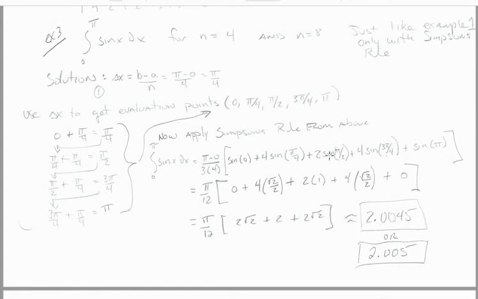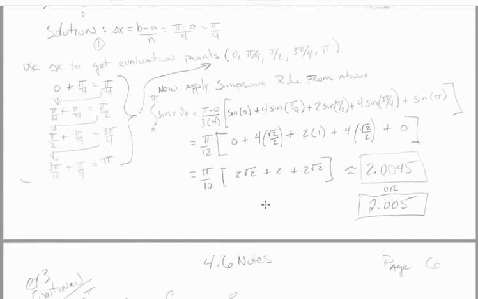So it's going to be 2 times sine of pi over 2, which gives us 2 times 1, which is 2. And then this term we're going to have 4 times sine of 3 pi over 4, which is 4 times square root of 2 over 2, plus 0. When we evaluate all these points, we get 2 square roots of 2 plus 2 square roots of 2. We're going to take all that and multiply it by pi over 12. When you do that, you get 2.0045, or if we go to only 3 decimal places, 2.005.